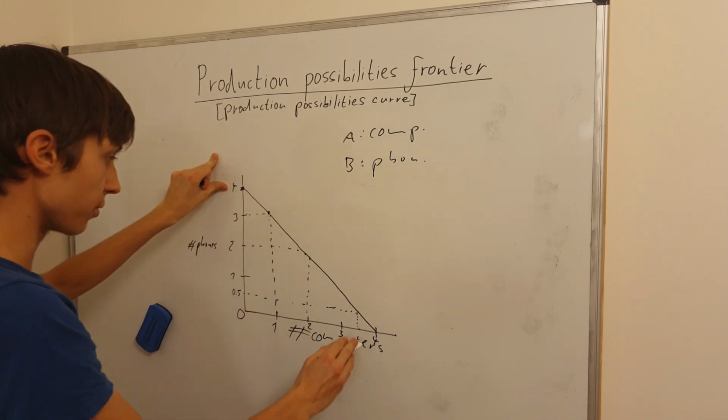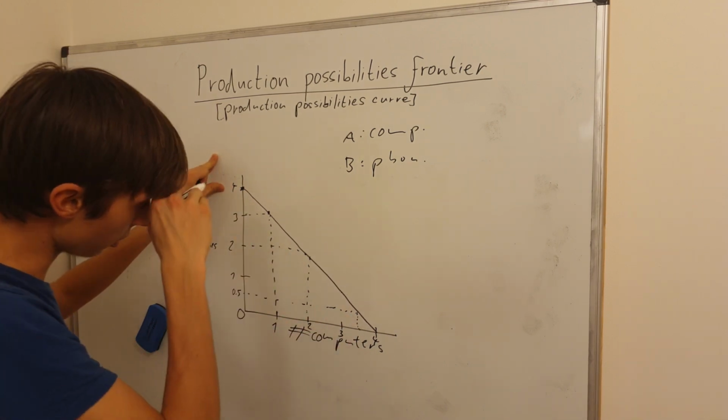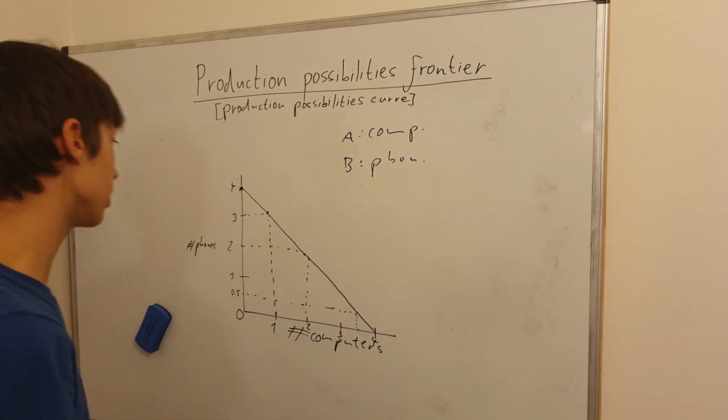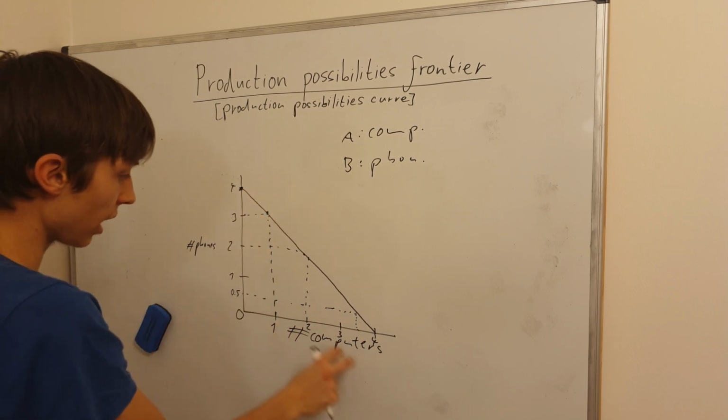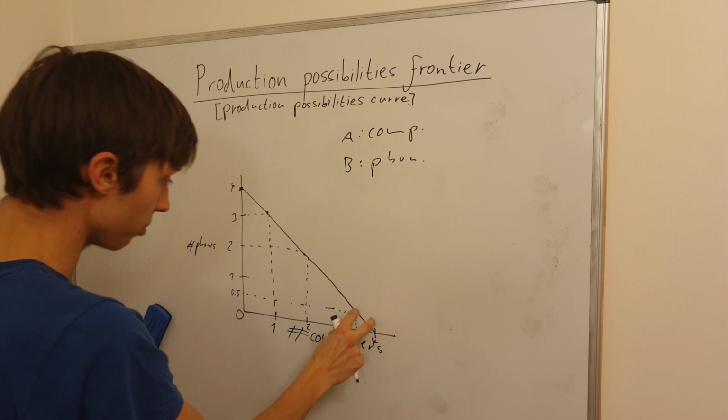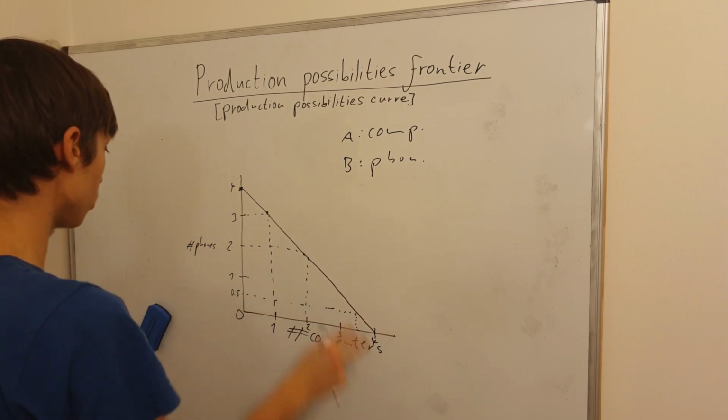Now, you see this curve shows us the efficient point or the market maximization where we use all the resources, and we see when we create a lot of phones, we don't have that much resources left to create more computers. We create very few computers. When we create a lot of computers, we don't have that much resources left to do more phones.